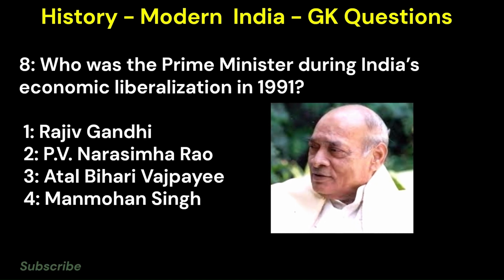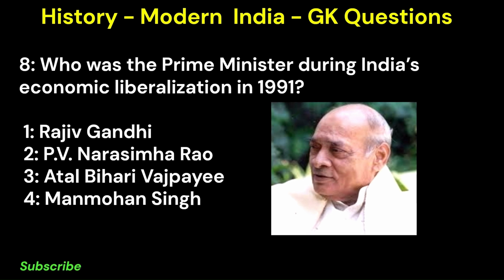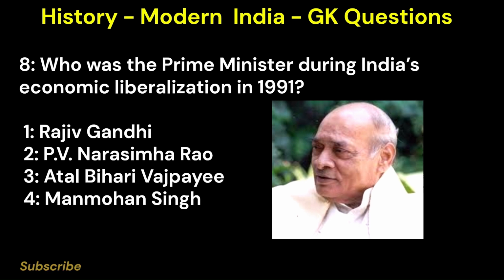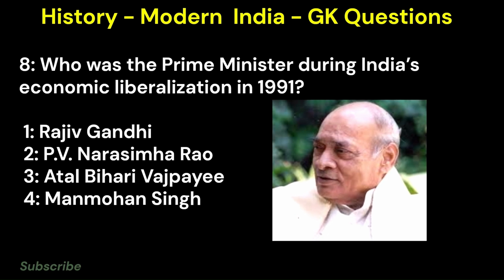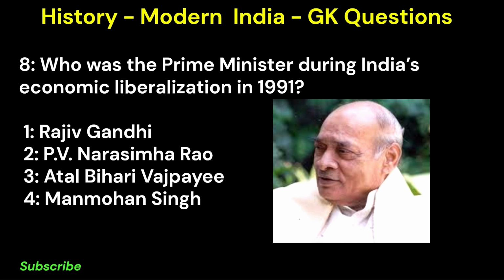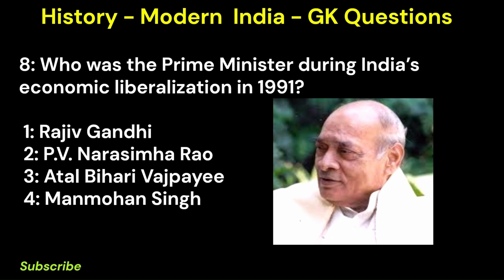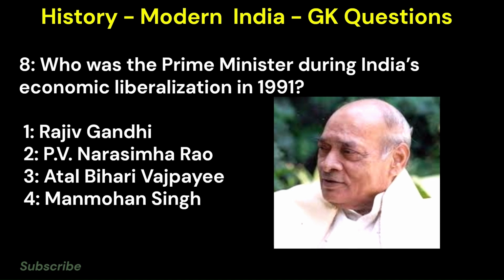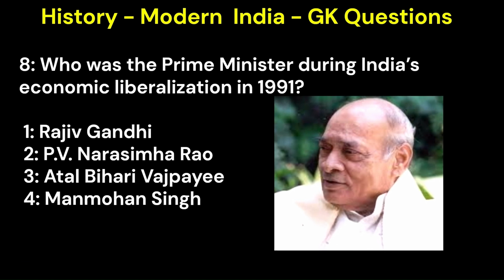Question number 8. Who was the Prime Minister during India's economic liberalization in 1991? The options are: Option 1, Rajiv Gandhi. Option 2, P.V. Narasimha Rao. Option 3, Atal Bihari Vajpayee. Option 4, Manmohan Singh. The correct answer is P.V.